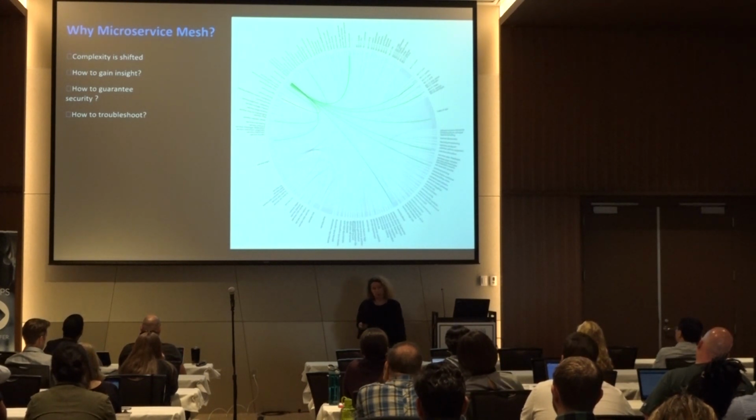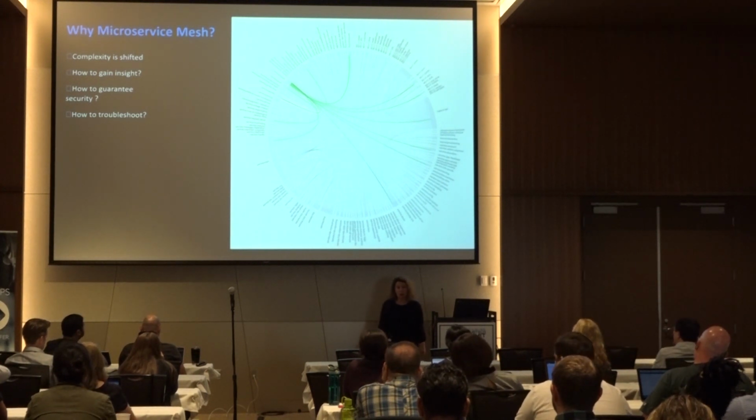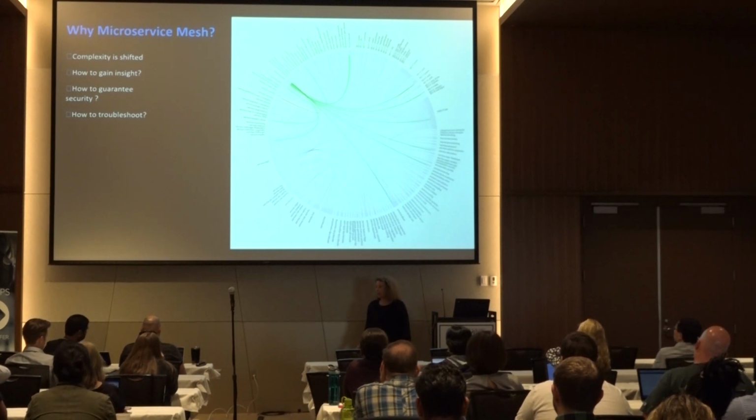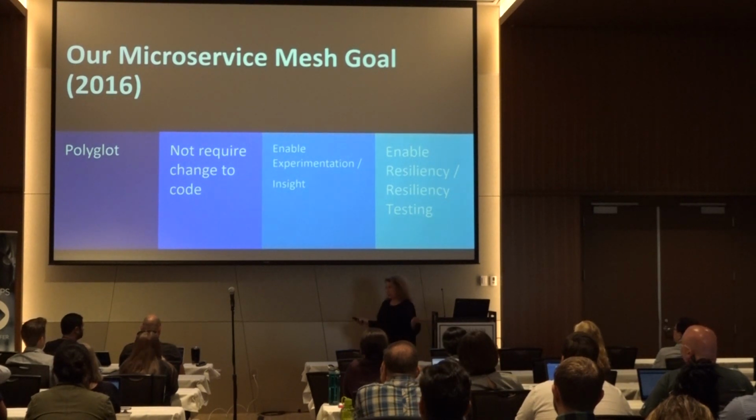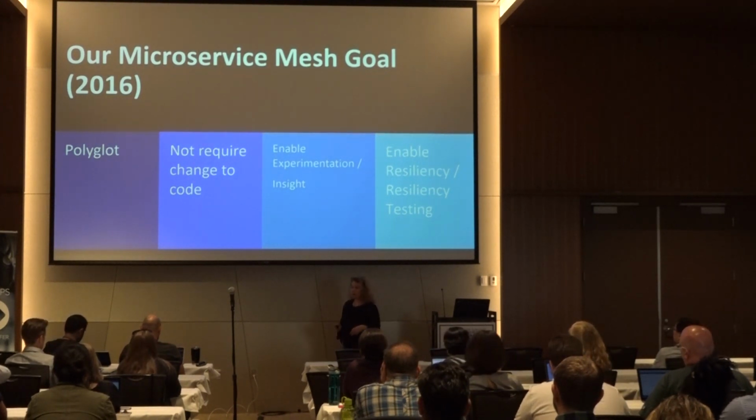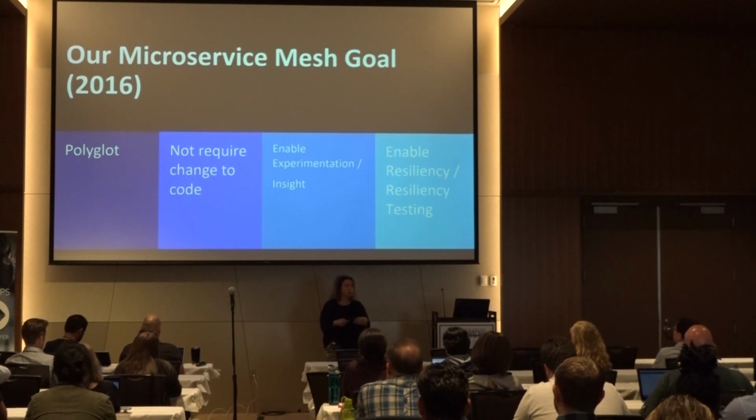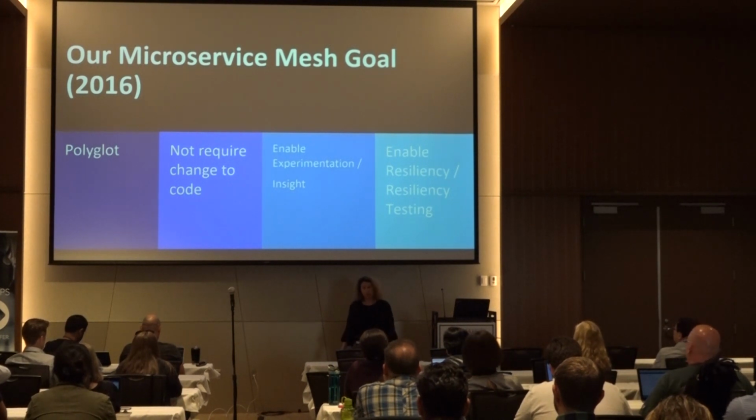So in that environment, how do you gain insight? How do you understand what's going on? Who communicates with whom? How do you ensure security? And how do you troubleshoot? Those are the questions that we're trying to answer in IBM Research. We took a step back and thought, okay, we need a microservice mesh. We need a platform that is going to enable our customers, the enterprise customers, to develop microservices. What are the properties of this microservice mesh? And this is what we defined.